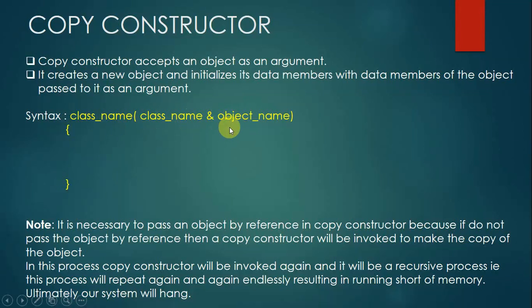definition of the copy constructor. So again, when the copy constructor is invoked, again this line will be executed in which we have not written the ampersand. So again it will ask you to create the copy of the object, and so the copy constructor will be called recursively many times, and this process will be repeated again and again endlessly, resulting in running short of memory, and ultimately our system will hang. So please never try this. Don't create a copy constructor without this ampersand sign. Always send an object by reference and not by value.